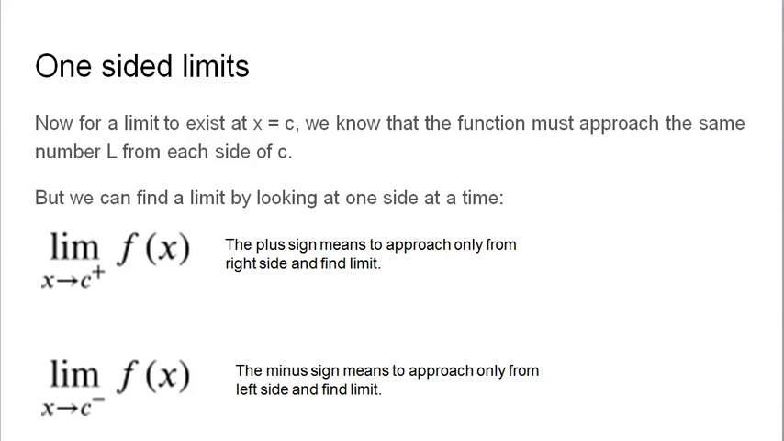All right, let's move on to the second topic of today. This is a very easy one, and this is one-sided limits. We already stated this last class, and I'm not changing this: for a limit to exist at a point x equals c, you must approach the same number from both sides. Again, your fingers must come together. But we can now take a look at one side at a time.